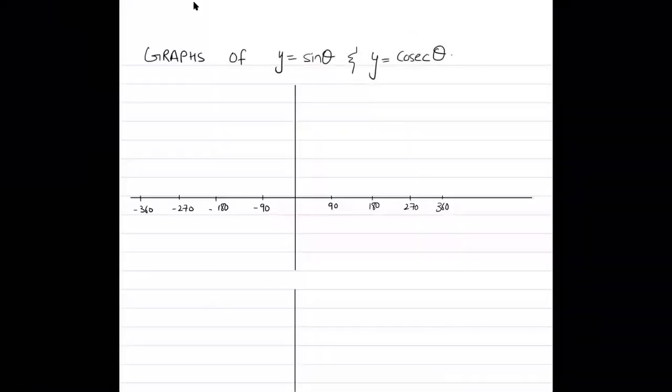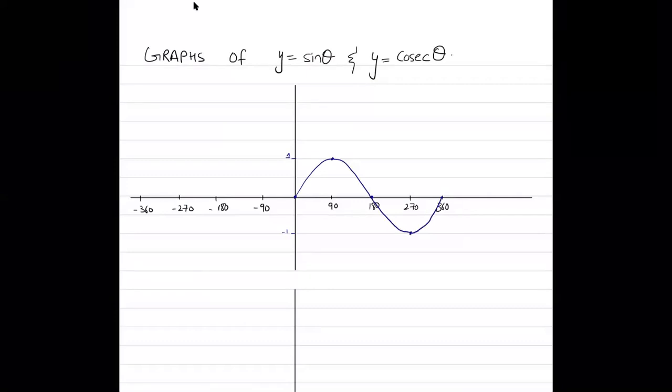Okay, I'm going to draw first the graph of sine theta. Sine of 0 is 0, sine of 90 is 1, sine of 180 is 0, sine of 270 is minus 1, and sine of 360 is 0, right? This is one wave of the sine. Is that correct? Yes, sir.